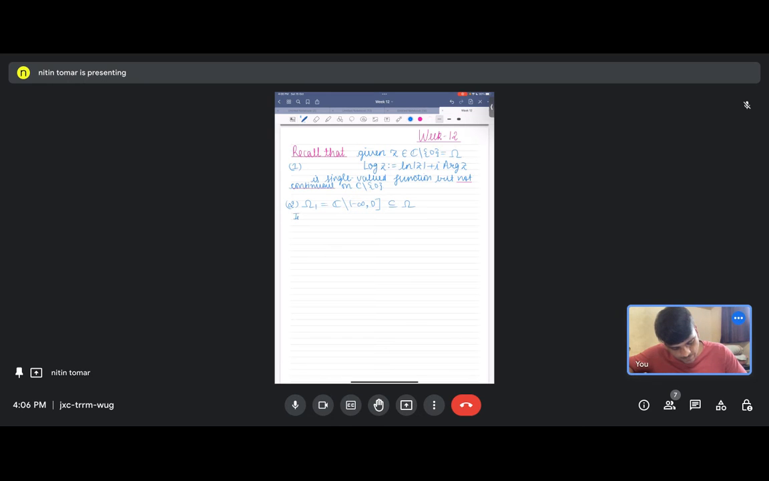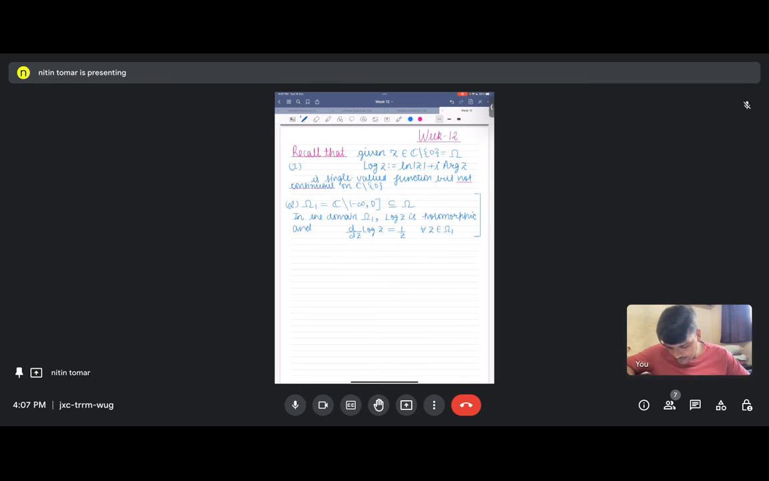In the domain omega 1, we have seen that this principal branch of log z is holomorphic. Not only continuous, it is holomorphic, and its complex derivative is 1 by z. We finished here, right? Do you have any doubts up until now in this part?